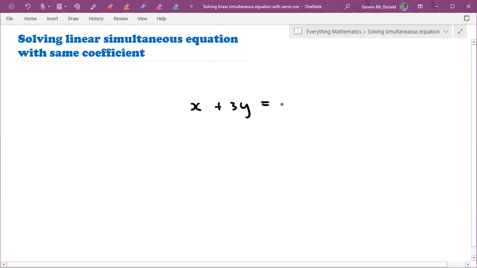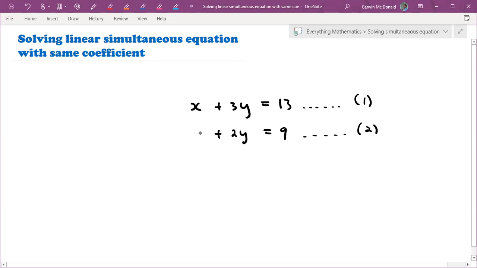So supposing we have the equation x plus 3y is equal to 13, and then we have x plus 2y is equal to 9. Generally, sometimes we just label the equations, so we might consider this one to be equation 1, and this one to be equation 2. That's not a must, but it's something that people do.